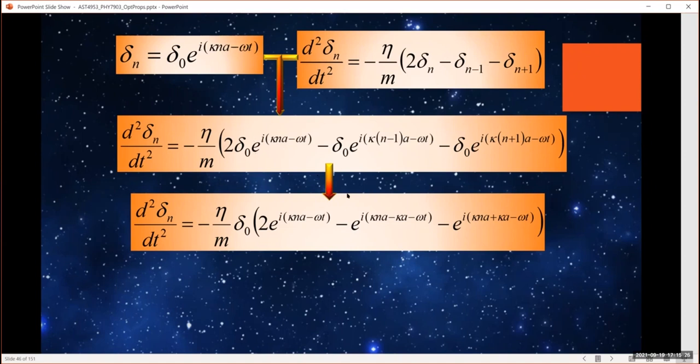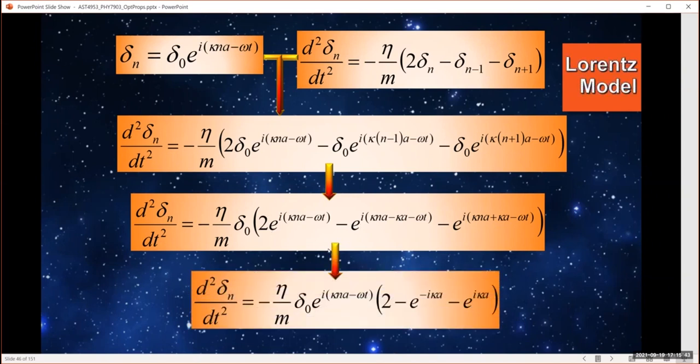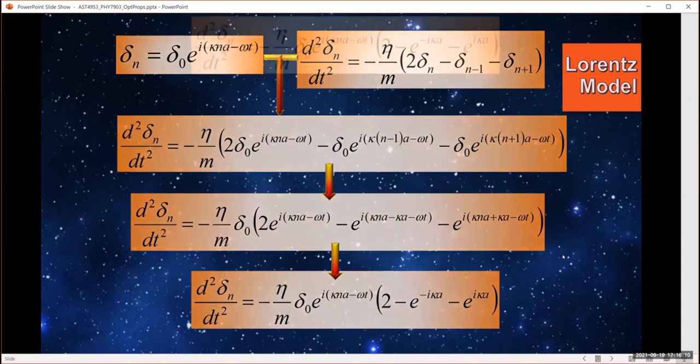And now I'm taking this one and I'm reorganizing it a little bit. So I've just basically multiplied this out. So I've got kappa na minus kappa a, and I've got kappa na plus kappa a. And now as I rearrange that some more, all of this e to the i kappa na minus omega t, that's common to all of these. So I can pull that out of the bracket. And so now I've got this equation that gives me back my delta n equation, and I have this exponent piece here. I'm going to dig into that next.